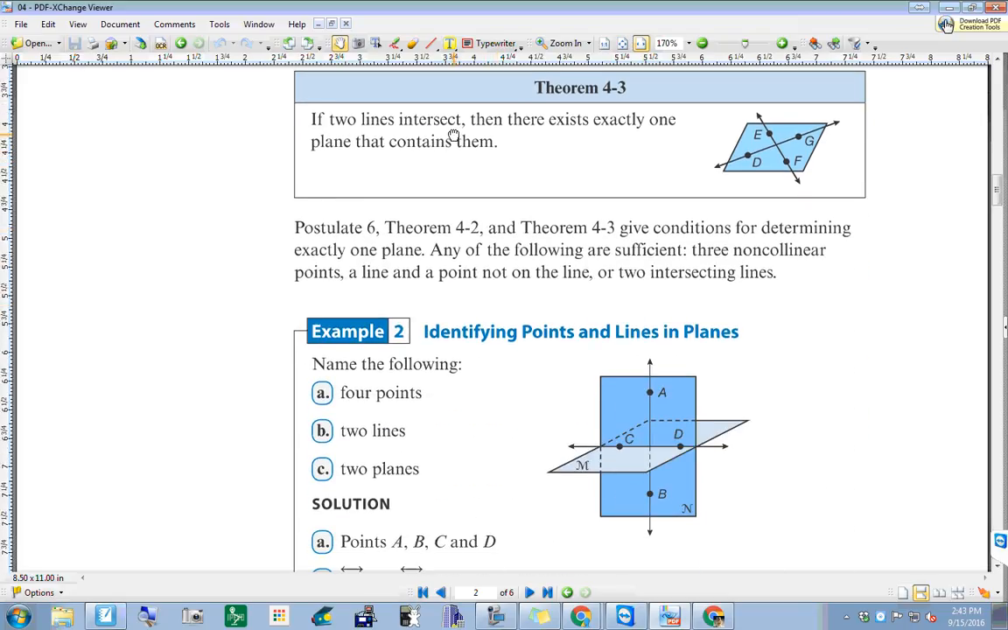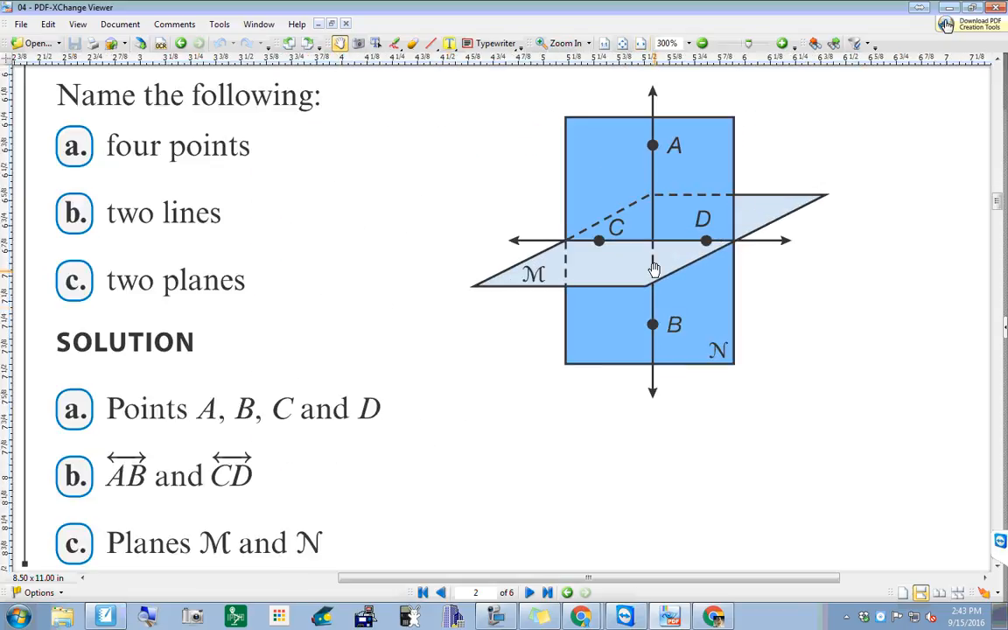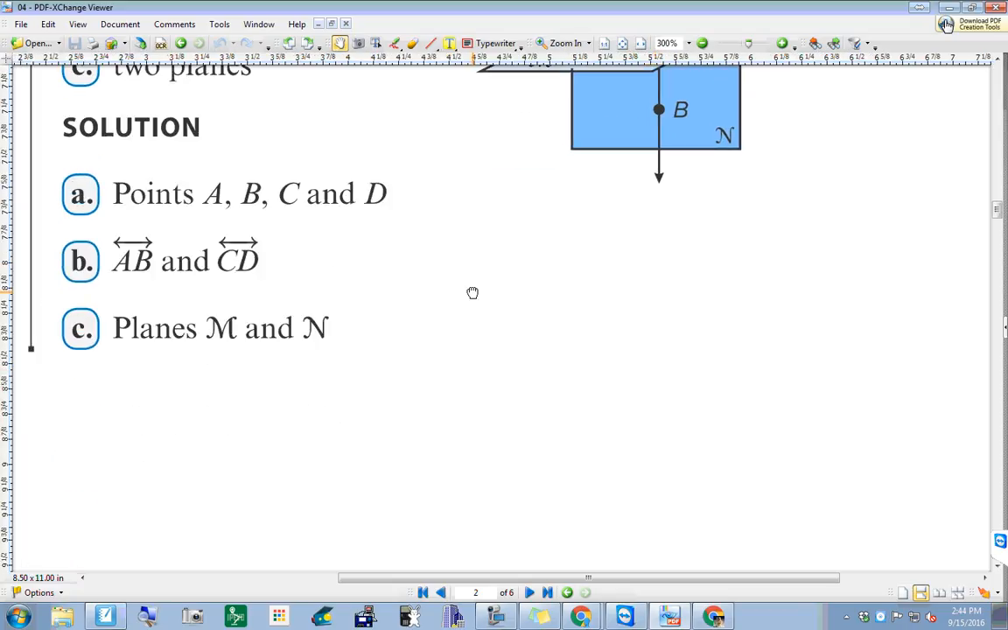So let's try this. Bigger. What happens if I want to name 4 points on here? Are there 4 points on there? What are the 4 points? A, B, C, D. Well, that's nice. That works well, right? How many lines do I have? Which are AB and CD. How many planes do I got? 2. Which planes? M and N. Okay. Easy stuff. I got to find something more difficult for you guys.